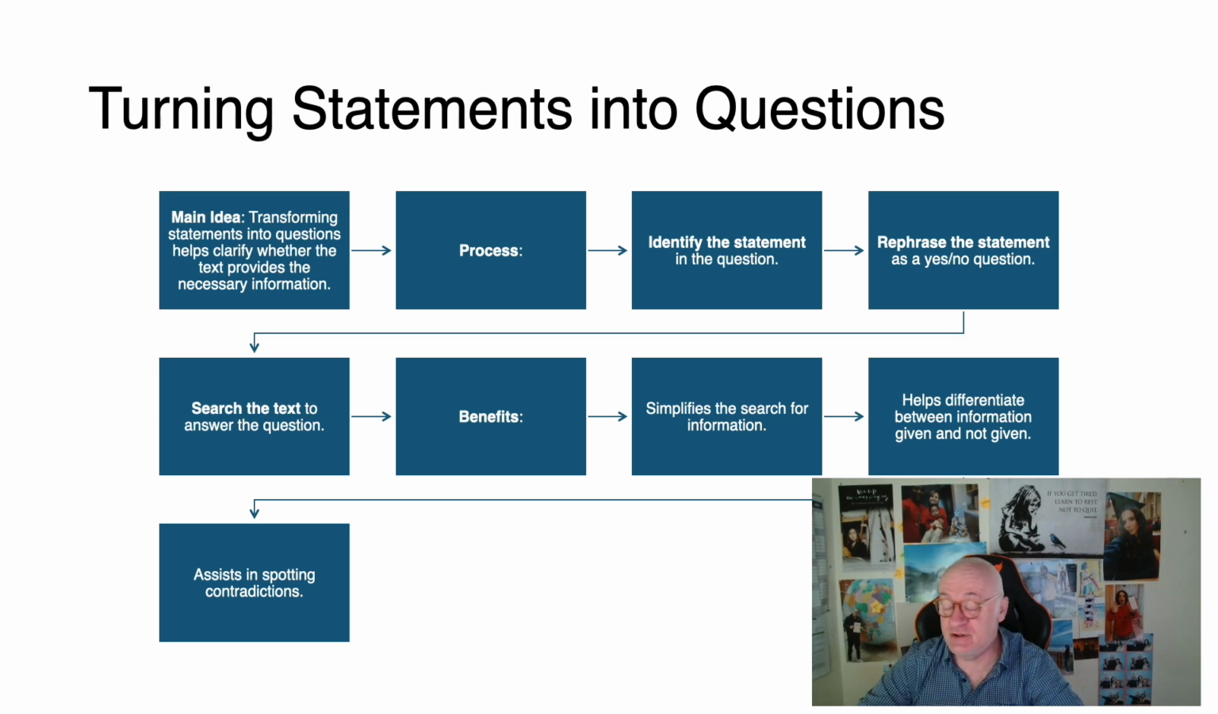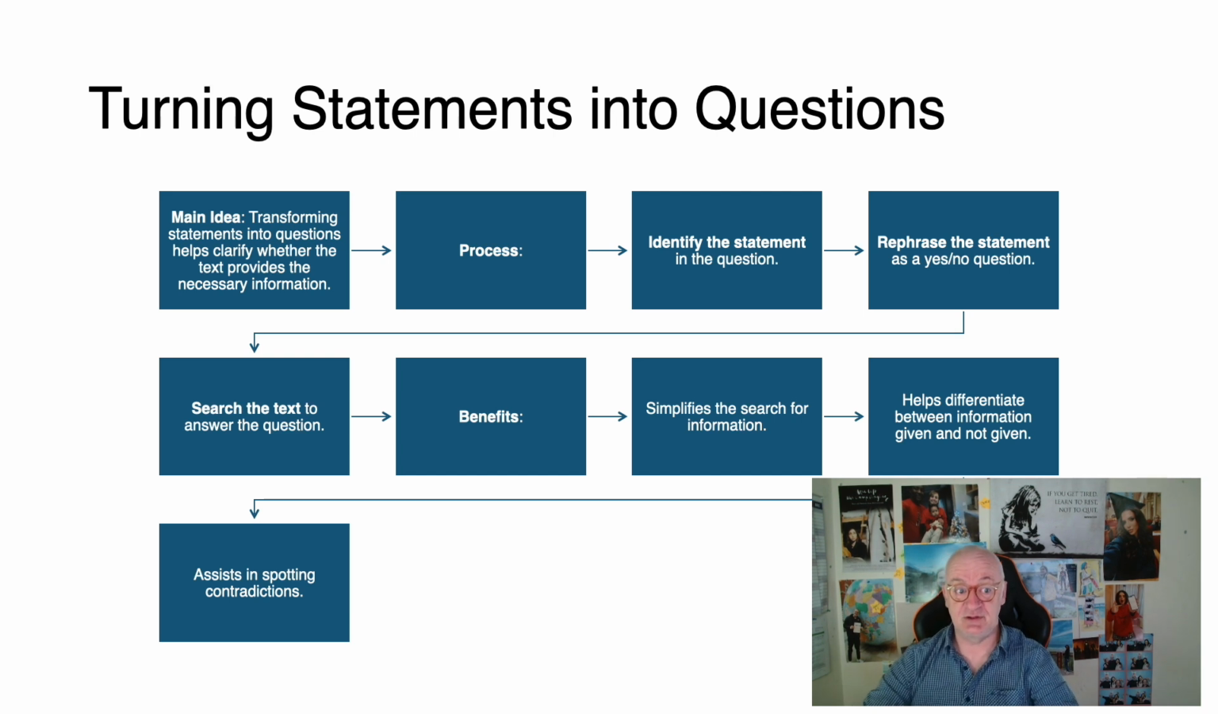These can be quite tricky for a lot of students, but there's a really easy way to do it. All we need to do is to learn it. So the main idea is we turn the statement into a question. That's the first part. So we're going to turn it into a question that we can only answer with yes or no. Then we read the text to try to answer the question.